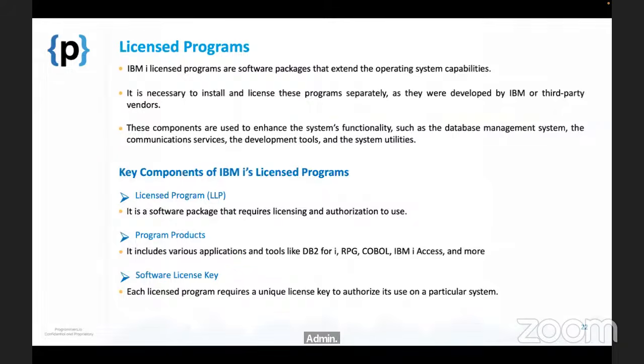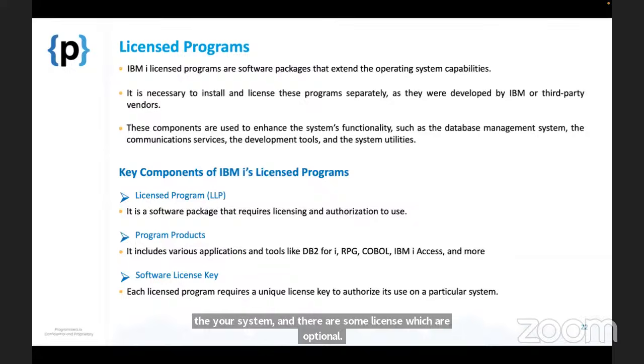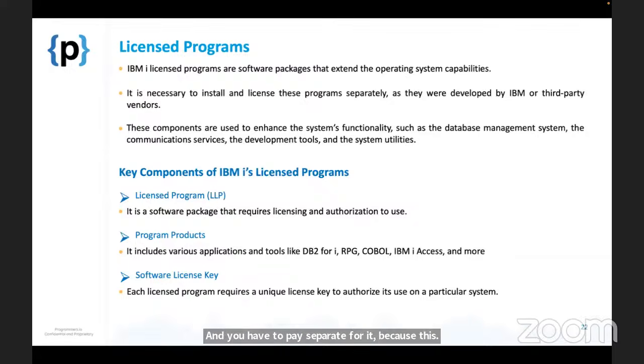Okay, so this is our last topic, license program. Whenever you purchase an IBM i system, either from IBM or via a reseller, it comes with some license programs installed on it. Some license programs are bundled with your system, and there are some license programs which are optional, and you have to pay separately for them because these are not required for all businesses. So that's why IBM has a separate license cost for optional licenses. You can only perform those actions for which you have purchased the license.